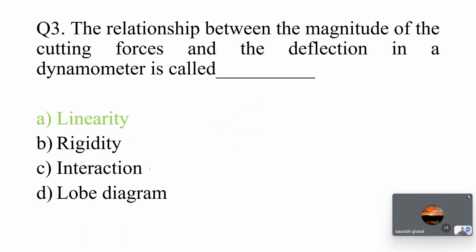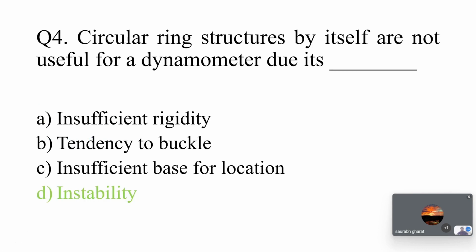The relationship between the magnitude of cutting force and deflection in the dynamometer is a simple definition given in the slides. Circular ring structures by themselves are not useful for a dynamometer due to their instability, because I also showed you that in the previous assignments.